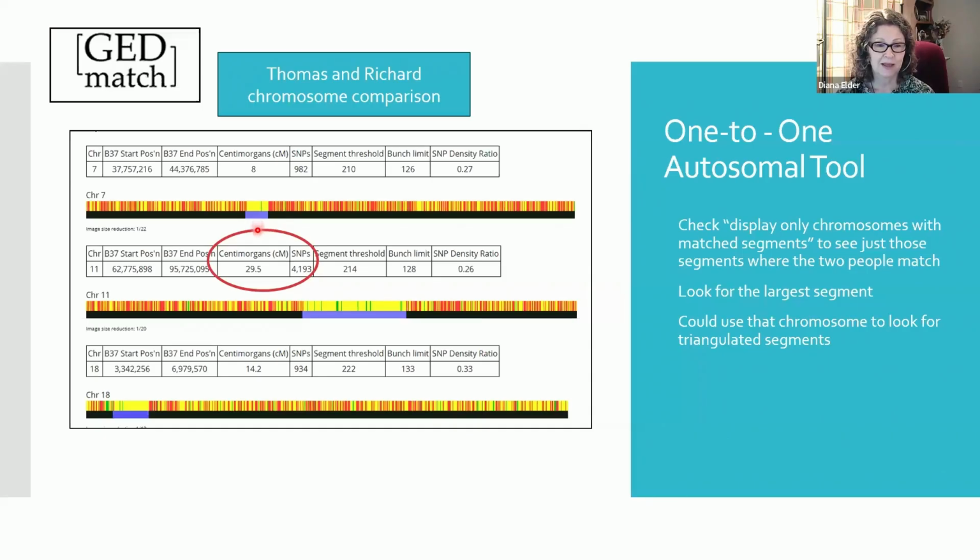on matching. Now, I like this number, 29.5 centimorgans. That's a good size segment. This is just a portion. I believe there were 7 different chromosomes that the two matched on. And so we're just going to look at this one right here. It's a good size segment. There's a good possibility that maybe I could find a triangulated segment because this is pretty large.